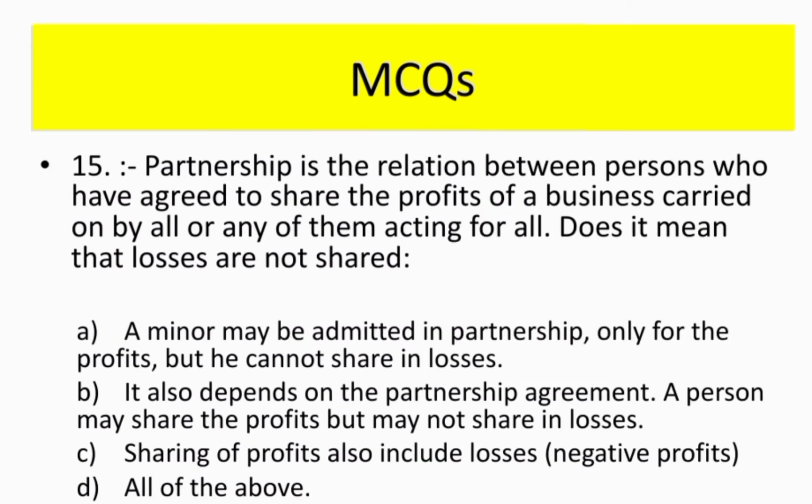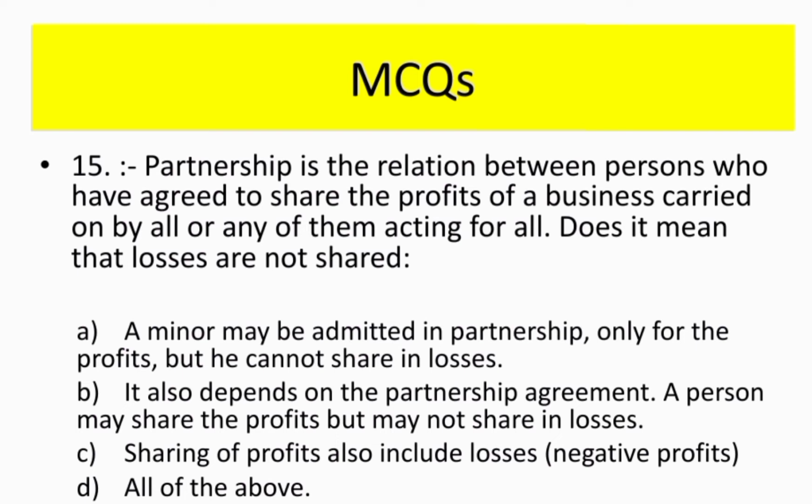Now come to question number 15. Partnership is the relation between persons who have agreed to share the profit of a business carried on by all or any of them acting for all. Does it mean that losses are not shared? The option A says a minor may be admitted in partnership only for the profit, but he cannot share in losses. It's exactly true.